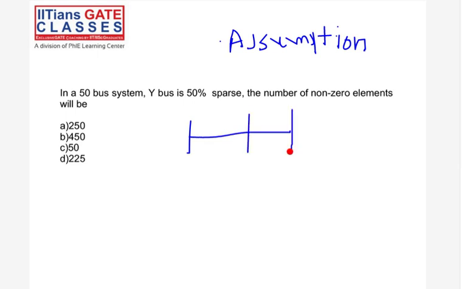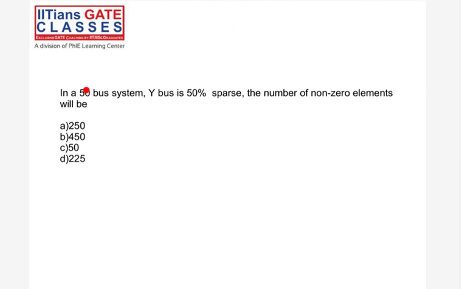There is at least one line connection to each, right? So it's not like this bus is islanded with no connection. This is an interconnected system where you can have an electrical path from one node to another node, right? So that is the concept of an interconnected system. Now if you have an interconnected system, the diagonal element Yii will not be equal to 0, right?